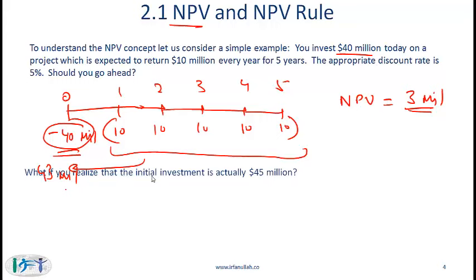What if you realize that the initial investment is actually 45 million? That would mean that at time zero you spend 45 million and the present value of the future cash flow is still 43 million. Here the NPV is minus 2 million. And this clearly is not good because now we are saying that the present value of what we will get in the future is less than what we are spending today, and therefore we should not proceed with the project if the initial investment is 45 million.